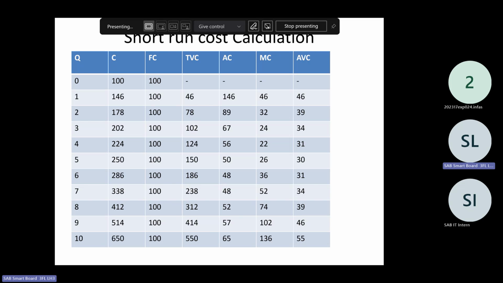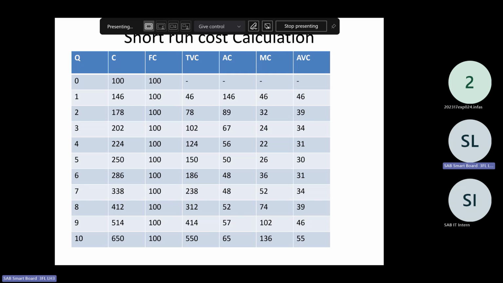Thereafter, when the output increases, the total cost also increases. Normally at the initial levels the total cost increases at a faster rate. Then thereafter it increases somewhat more slowly and is stable. Then thereafter it increases at a faster rate again. Now this is the fixed cost.